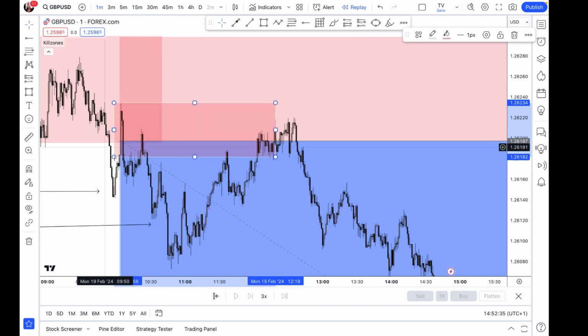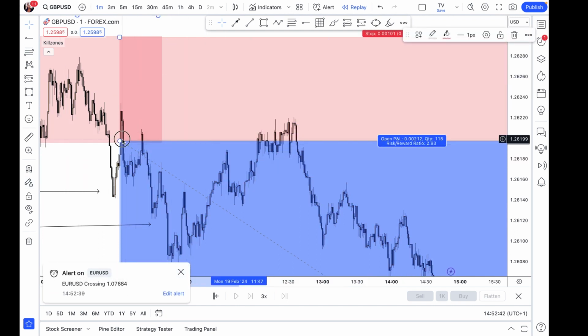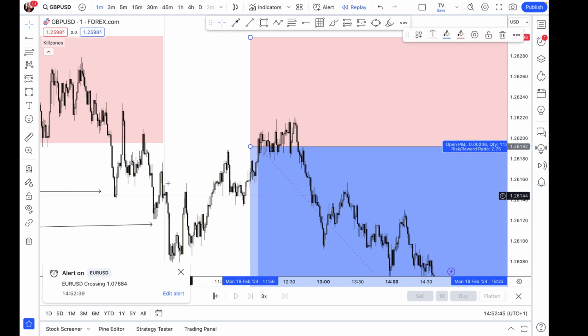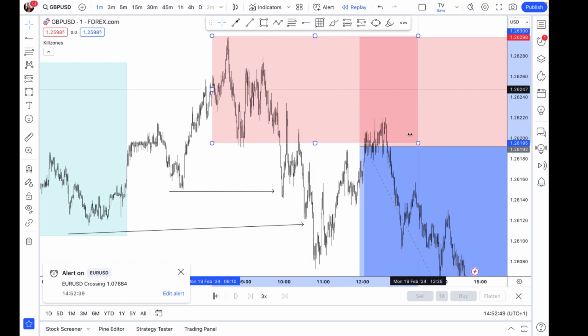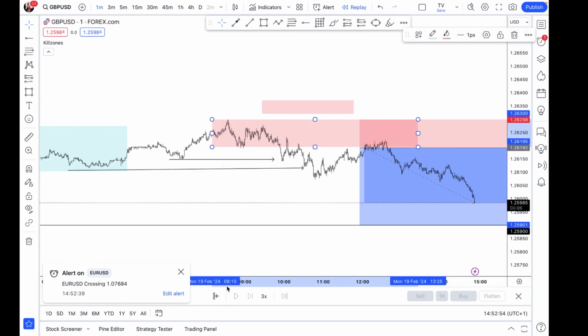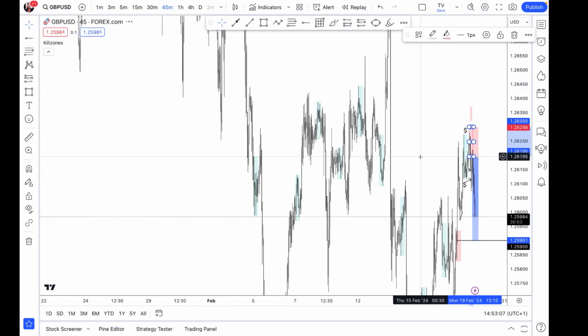So if you couldn't get an entry into this first zone, this particular entry is another second entry opportunity where you can get into your trade. And right now market is presently pushing down, and sorry about this, I don't know why my mouse is like this. So I'm expecting price to get to my take profit zone very soon.